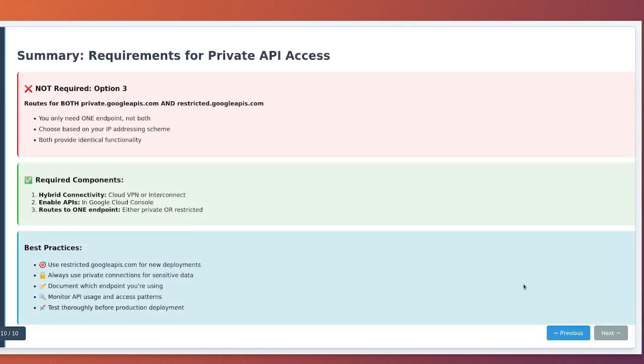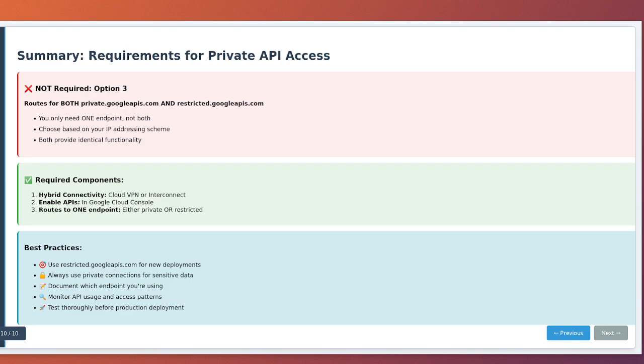Summary and key takeaways. To summarize, the not required option is number 3. You don't need routes for both endpoints. You choose either private.googleapis.com or restricted.googleapis.com, never both. The 3 actual requirements are hybrid connectivity, VPN or interconnect, enabling APIs in the console, and routes for one of the private endpoints.